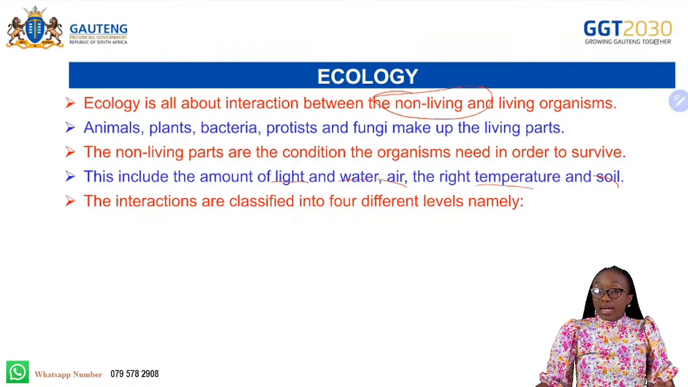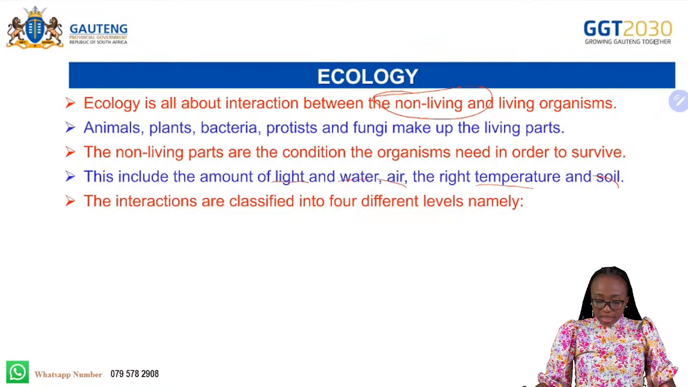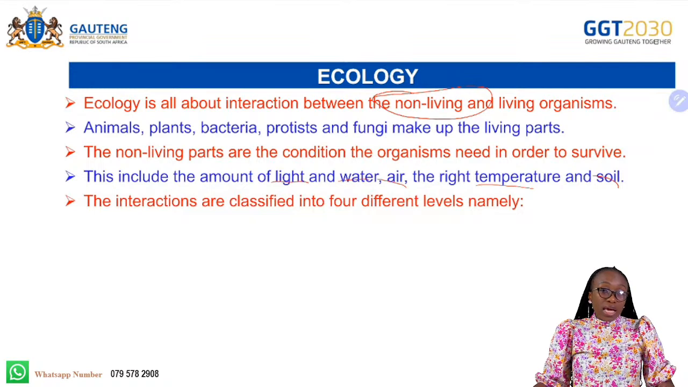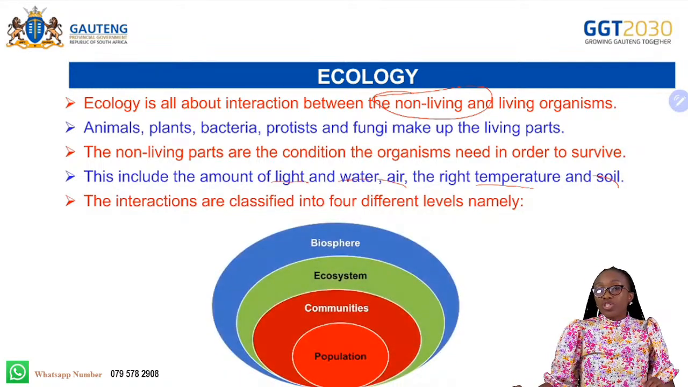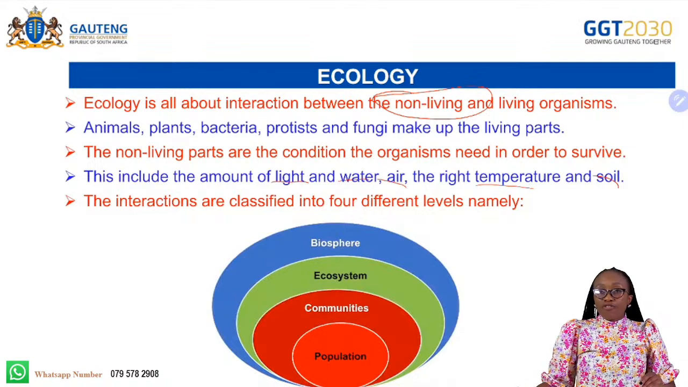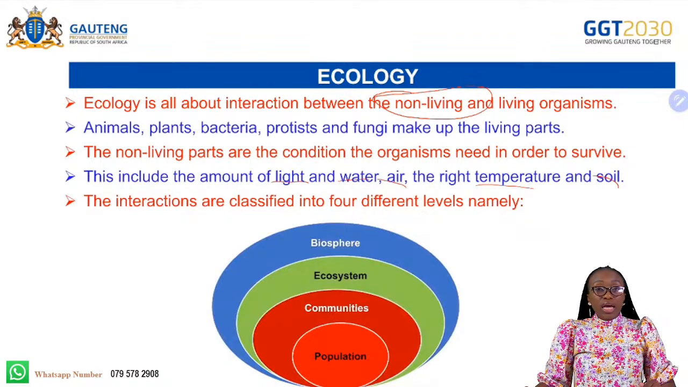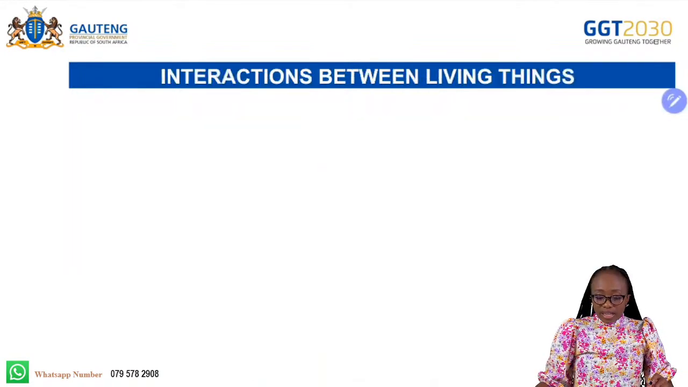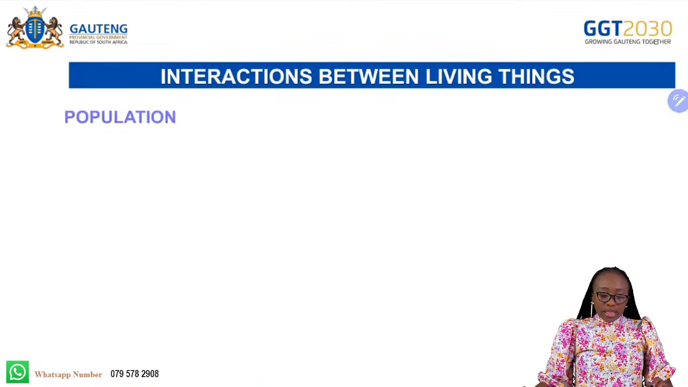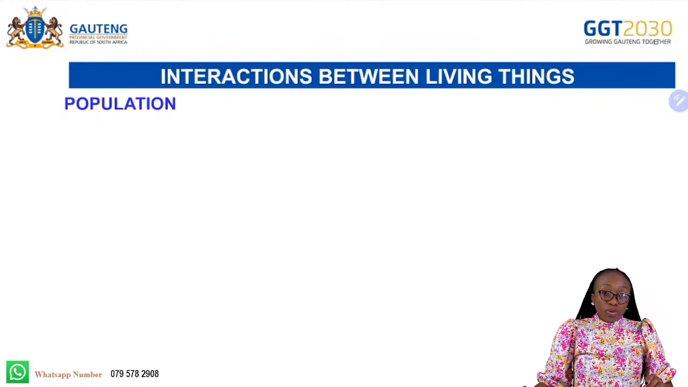Now, interactions are classified in 4 different levels, and here are the levels. We start off with the lowest level, which is population. The next level is communities, followed by ecosystem, and then lastly biosphere. Now let's describe these levels one by one. We start off with population. This is the first level, population.